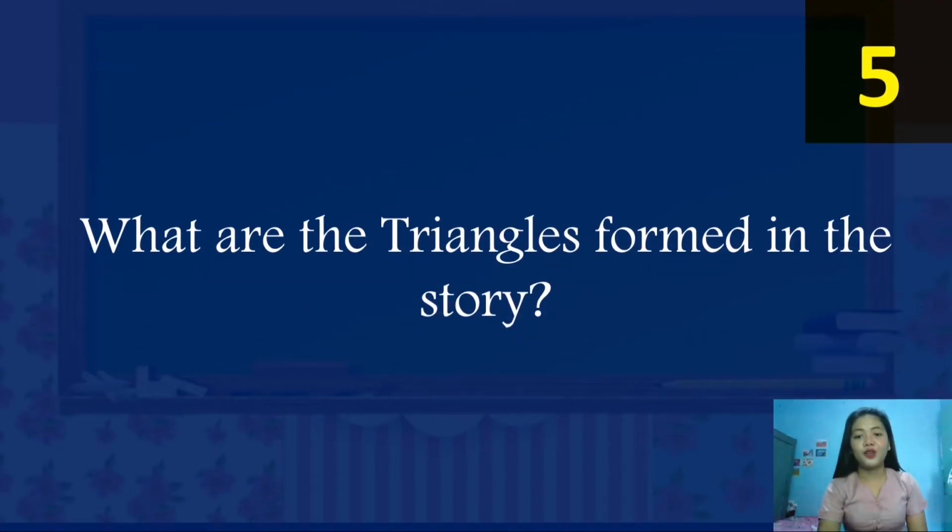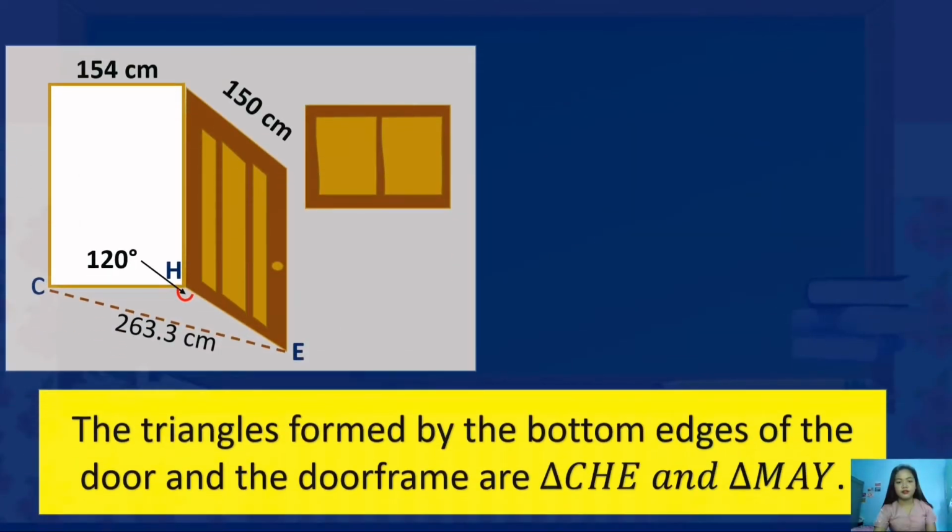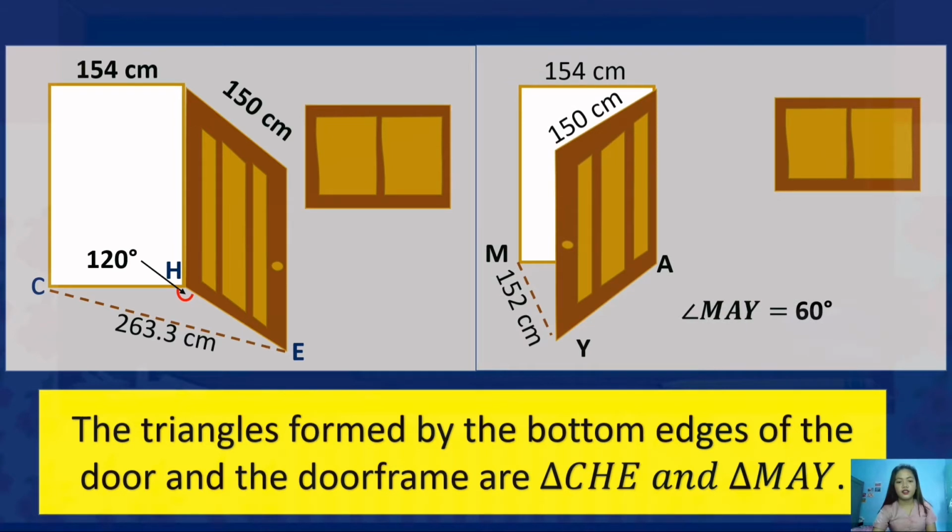Fifth question. What are the triangles formed in the story? Okay, time's up. So that will be the last question for the easy round. Let's see if you got the correct answer. So the triangles formed by the edges of the door and the door frame are triangle Che and triangle May. So we have it here. We have triangle Che and triangle May.